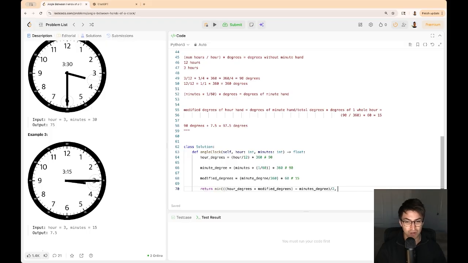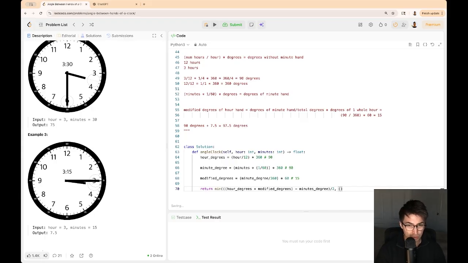Return the min between that and what else? Between 115 and, what would it be, negative 90? No. 115 right here. Negative 90 degrees to get there.